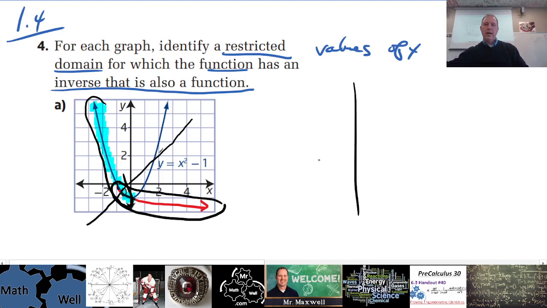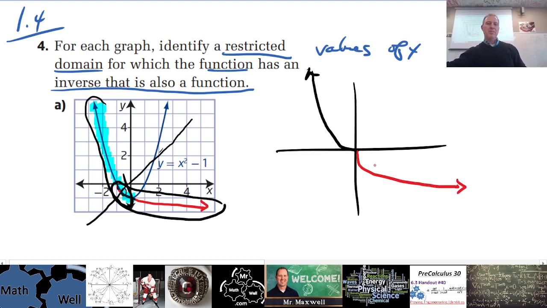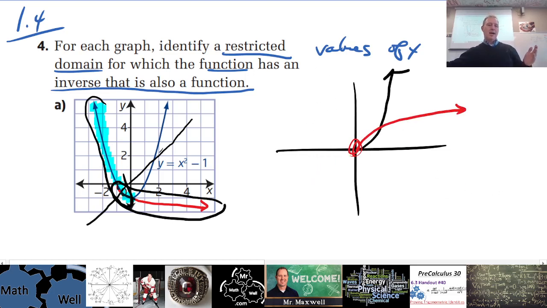So remember, just drawing it again, if I have just this half for the original graph, then I would have just this half for the inverse graph. And both of these are functions. So the restricted domain would be everything from the vertex to the right, or from the vertex to the left. So consider this. This would be the other half of the parabola, and this would be the other half of the inverse, right? So if I took away this one and this one, again, I have a restricted domain for the original function that yields a function for its inverse. So you could do either one.